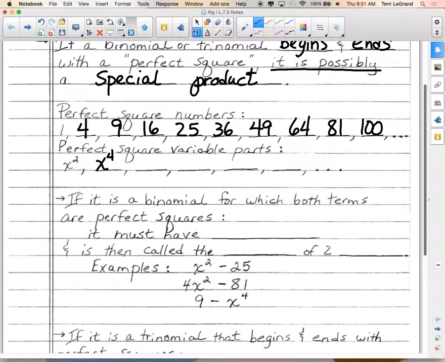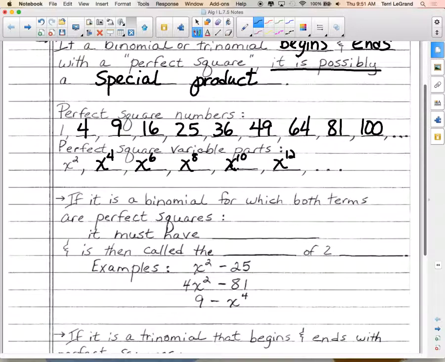What would the next one be? x to the 6th. Because remember, when we take x to the 3rd times x to the 3rd, what do we do with the exponents? You add them, not multiply, we add them. So what would the next one be? x to the 8th. I'm starting to see a pattern here. What is it? You go up by 2 every time. The even numbers are perfect squares on variable parts. So x to the 10th, x to the 12th, and so on.